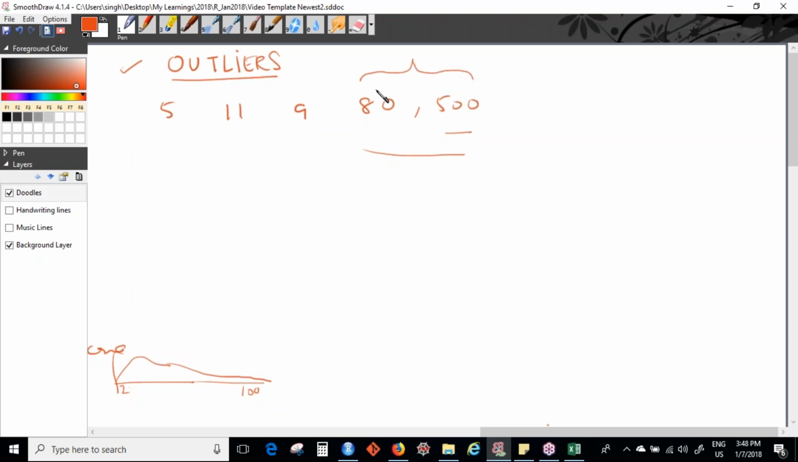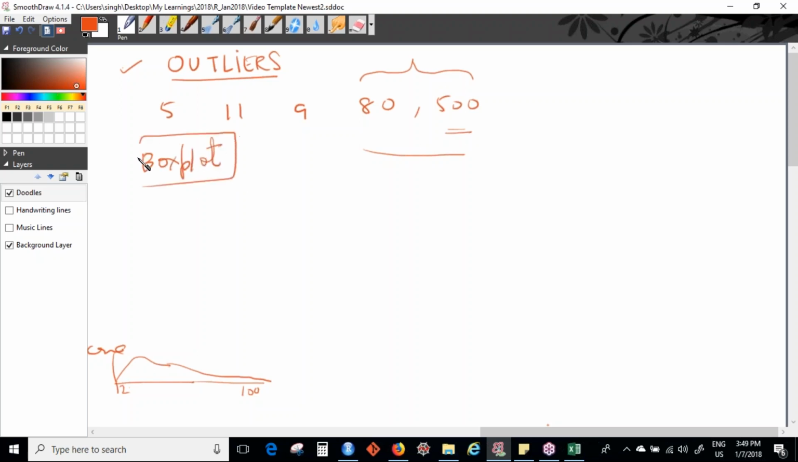This confusion will always be there unless we have a strict definition, right? So far I have not given you any definition that a number above a certain threshold is an outlier. I have just vaguely told you that numbers which are very different from the others are outliers. But very different is a subjective term. Somebody may think 500 is very different, some may think 80 is also very different. So let's give a number to that. For that we use a box plot.